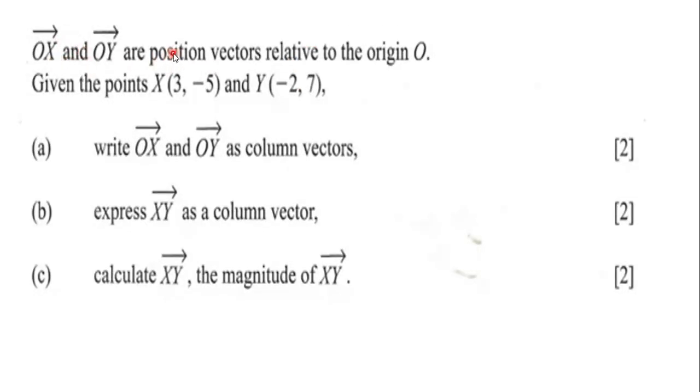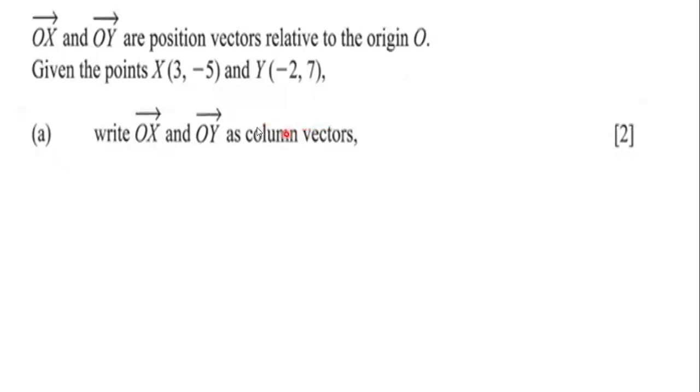Vectors OX and OY are position vectors relative to the origin, and they're saying we have given you the points X equals 3, -5, so that's the coordinates of the point X, and the coordinates of the point Y is -2 and 7. And so in light of that information, we want you to write OX and OY as column vectors. So how do we do that?